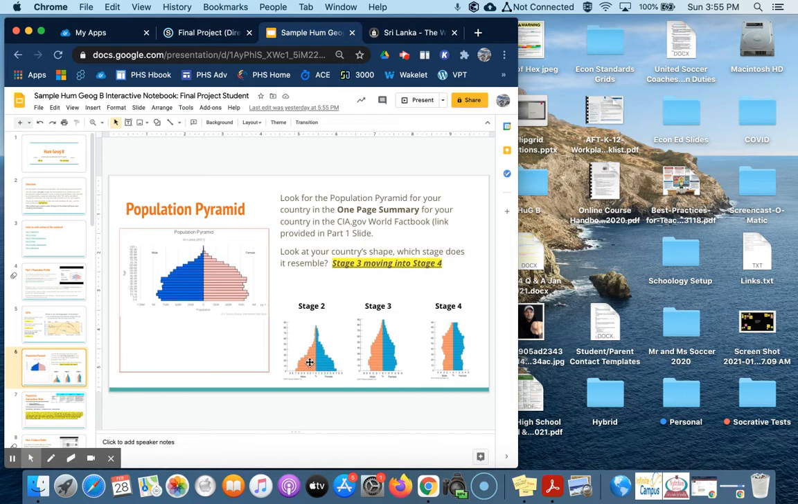If yours looks like a traditional pyramid, your country is still in stage 2. If it's starting to square off and looks more like an arrowhead, then you're in stage 3. And if it's starting to look more like a diamond, or maybe even starting to get people living to be older. I think that's the other piece that I looked at with Sri Lanka is a larger percentage of people living longer than you find in other stage 2 and 3 countries.